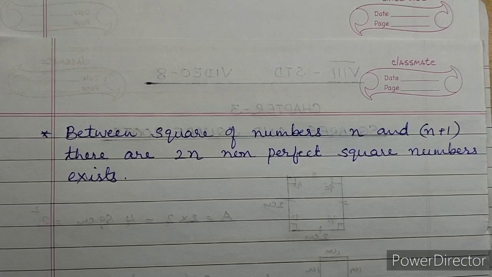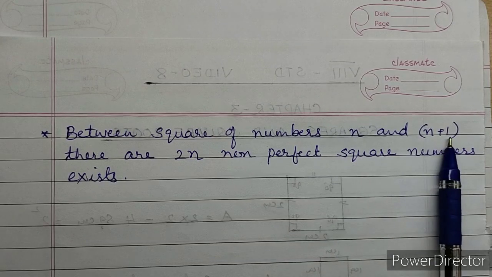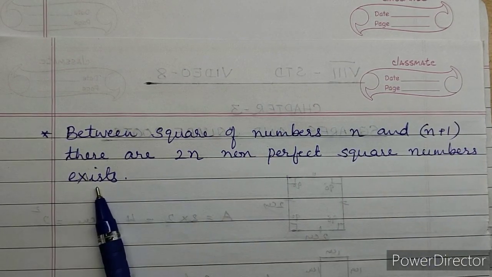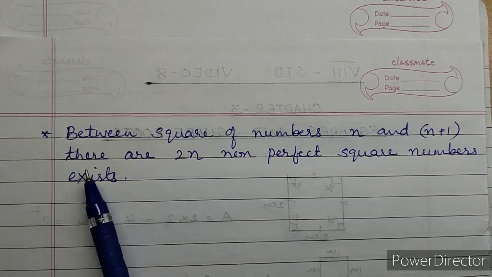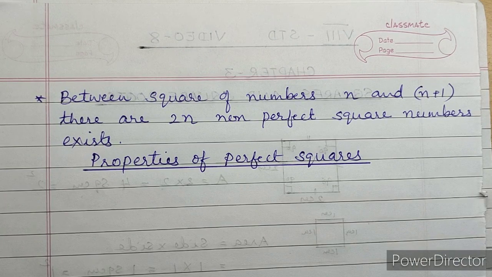So the first point is, between the squares of numbers n and n plus 1, there are 2n non-perfect square numbers. This is one important point that you have to remember. So two points we have learned now. What is a perfect square number? An integer multiplied by itself gives a perfect square number.